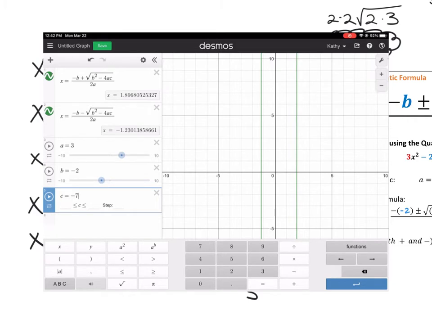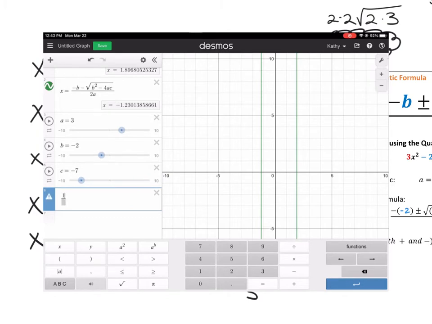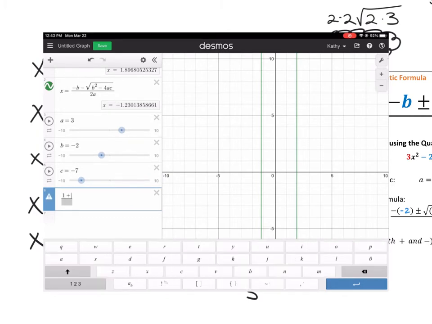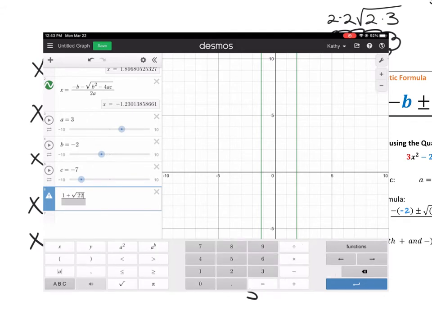And notice that Desmos immediately gives me a good number that I'm going to have to round. Okay, I'm going to have to round that number for the solution. This quadratic would have a solution. It would cross the x-axis at 1.89 and negative 1.23. And this is exactly what we found when I did it on the paper. 1 plus the square root of 22 divided by 3.